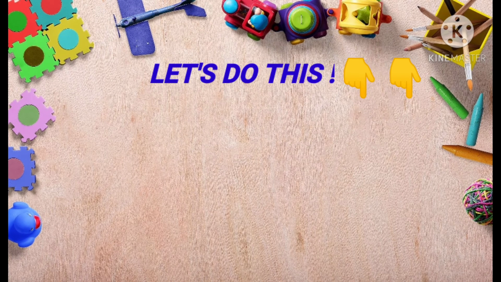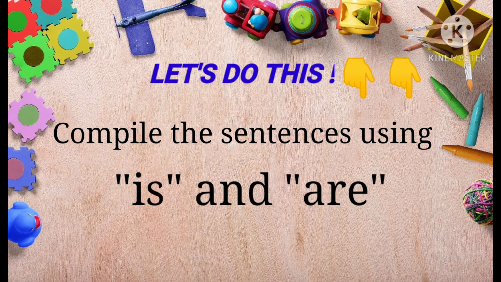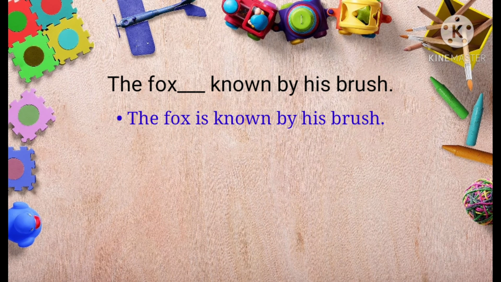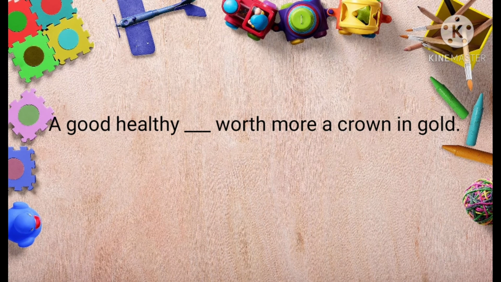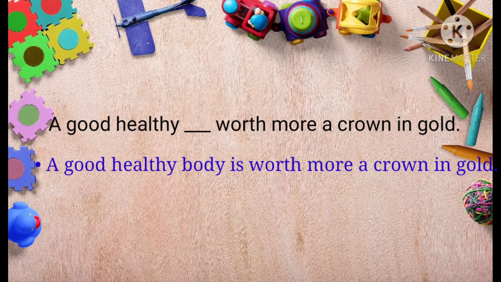Let's do this. Complete the sentences using is and are. The fox blank known by his brush. If your answer is S, you are correct. The fox is known by his brush. Next: a good healthy blank worth more than a crown in gold. If your answer is S again, you are correct. A good healthy body is worth more than a crown in gold.